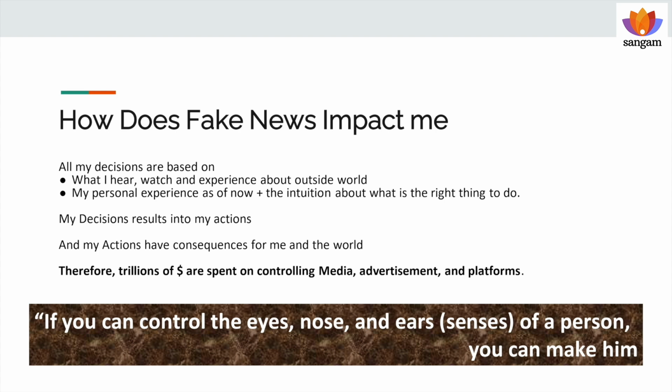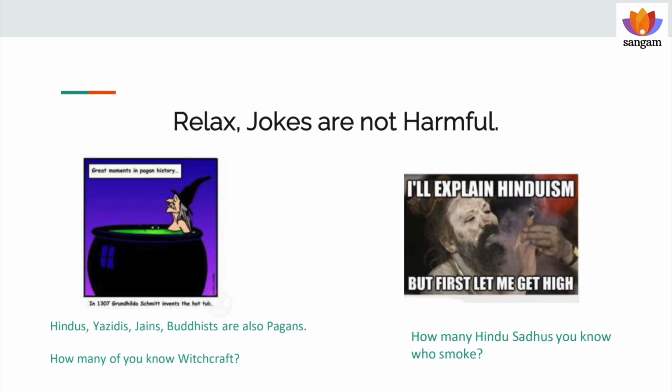This is again a strong institutional knowledge, a strong traditional knowledge bank. You need to delve into it to understand the ways. Now, some examples of fake news and how it impacts us. This is one example of making jokes or creating cartoons. Here we have "great moments in pagan history: in 1307, invents the hot tub."